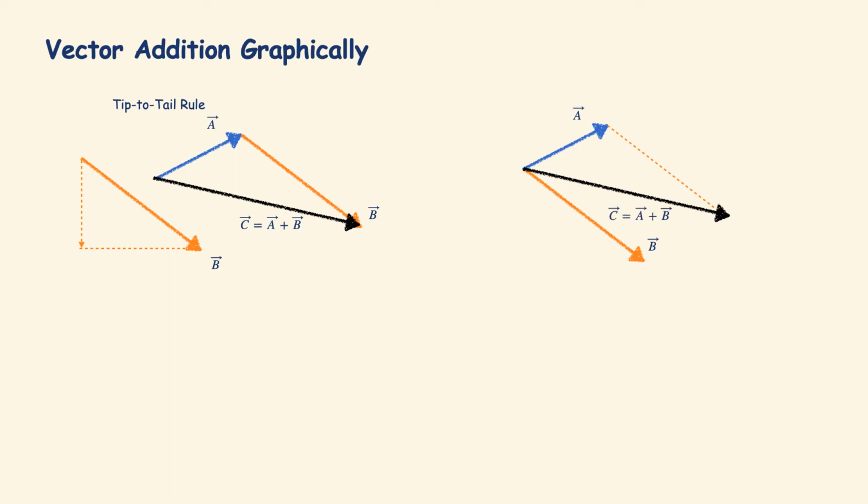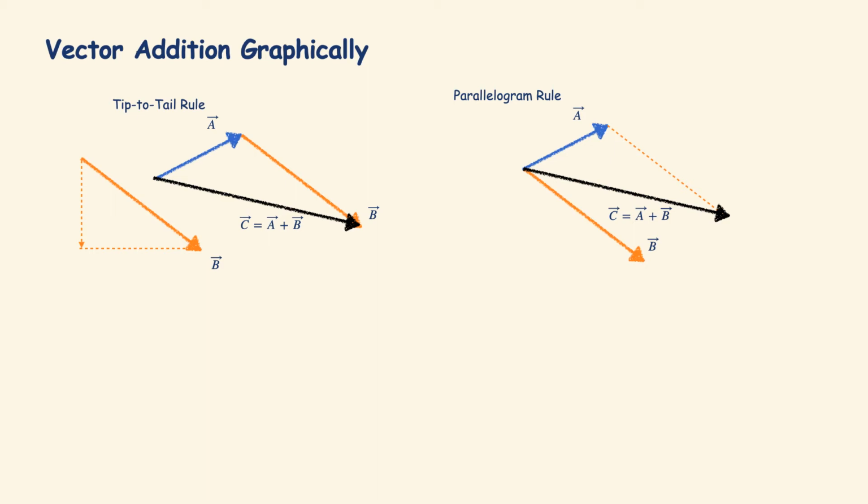And now I can recognize a pattern. C appears to be the diagonal of the parallelogram formed by the vectors A and B. It's the diagonal that starts from their tails. And because this visually appears as a parallelogram, we know this is the parallelogram rule. They both are identical. They will always give you the same answer.